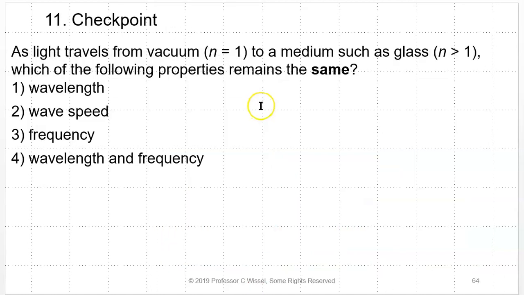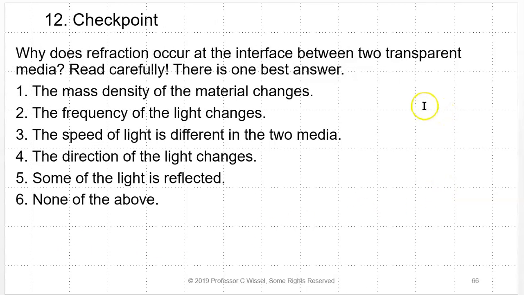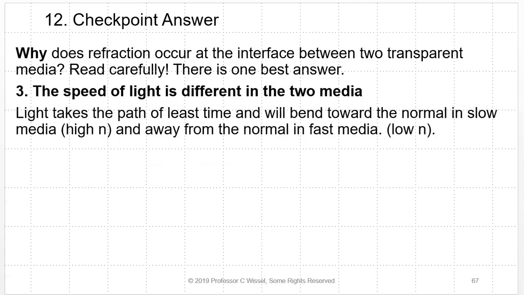As light travels from a vacuum of n equals 1 to a medium such as glass of n greater than 1, which of the following properties remains the same? Well, we know the one thing that will remain the same is the frequency. Everything else changes. Why does refraction occur at the interface between two transparent media? Read carefully. There is one best answer. What causes refraction? It's the fact that light slows or speeds up as it goes through different media. So the correct answer to this one is that the speed of light is different in the two media.